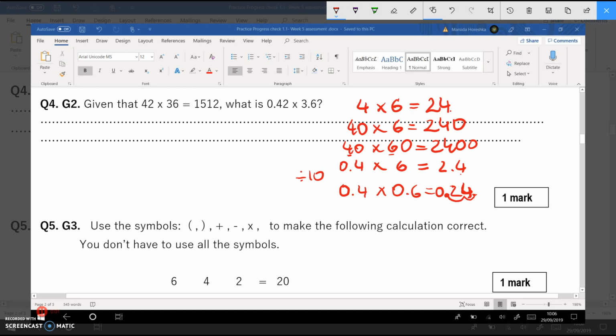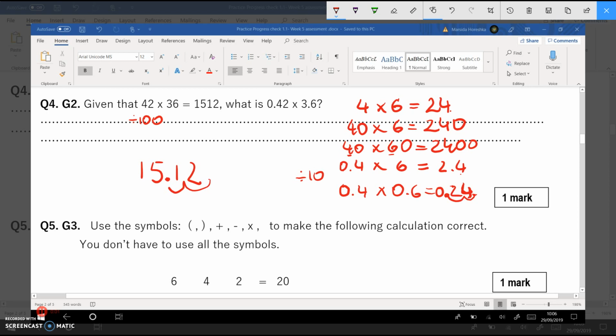So going to these numbers, what's happened to 42 to become 0.42 is that it has been divided by 100. So we have a division by 100. So to 1512, which was the initial answer, I'm going to divide that by 100 first. So the decimal point from here is going to move 2 places to go to 15.12 between 5 and 1.